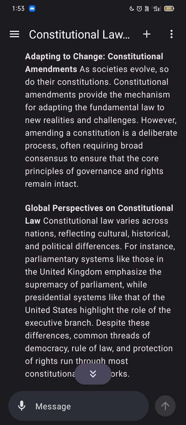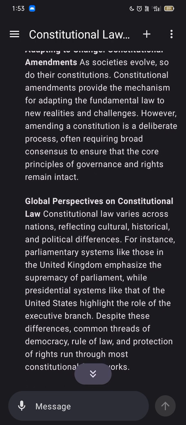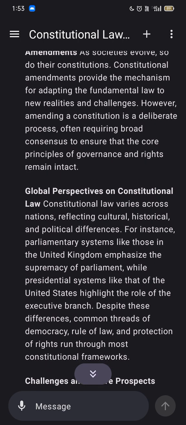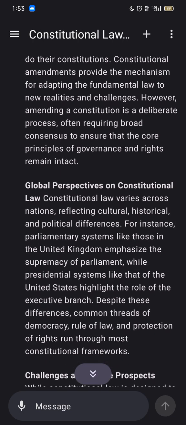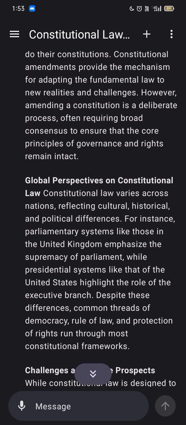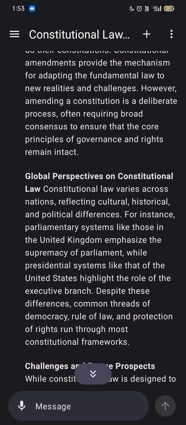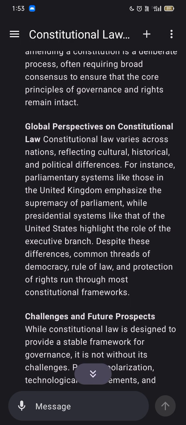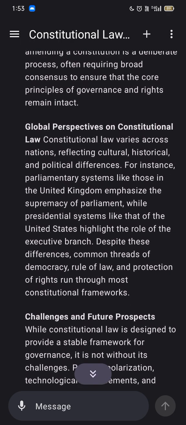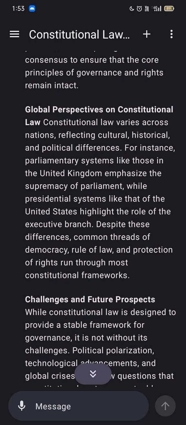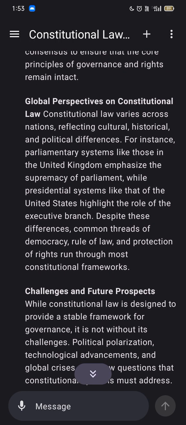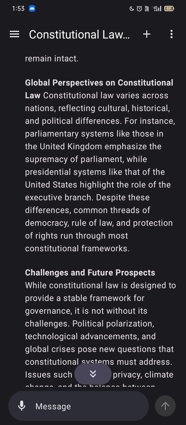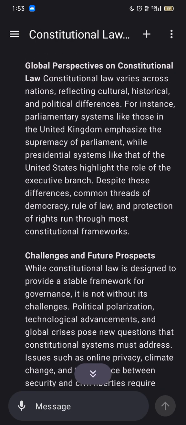Adapting to change, constitutional amendments. As societies evolve through their constitutional amendments, they provide the mechanism for adapting the fundamental law to new realities and challenges. However, amending a constitution is a deliberate process, often requiring broad consent to ensure that the core principles of governance and rights remain intact.